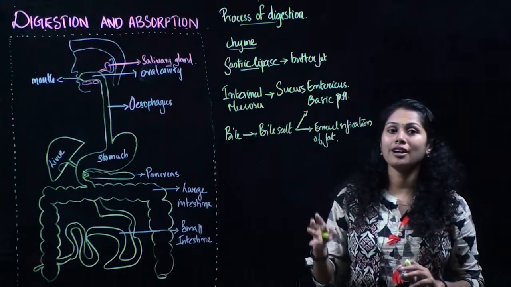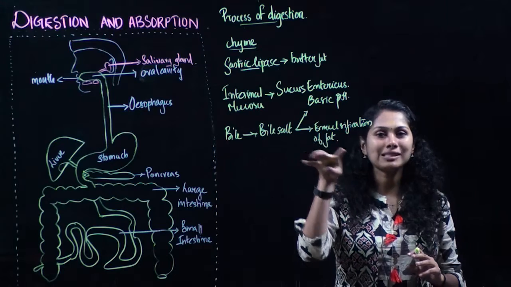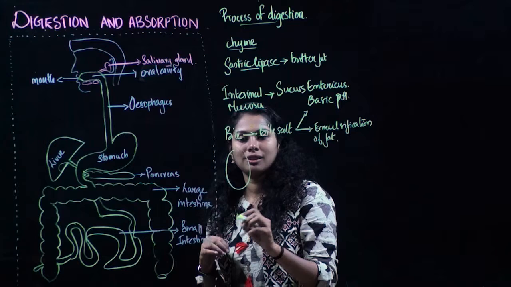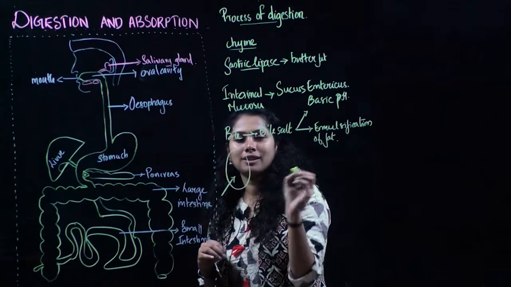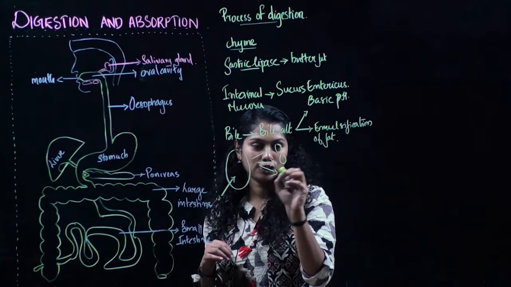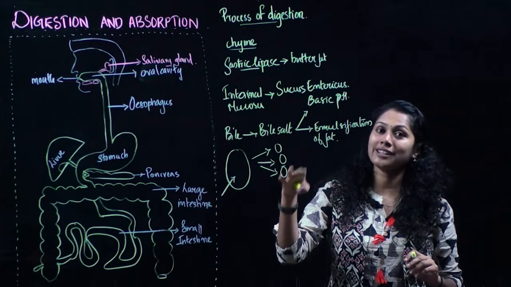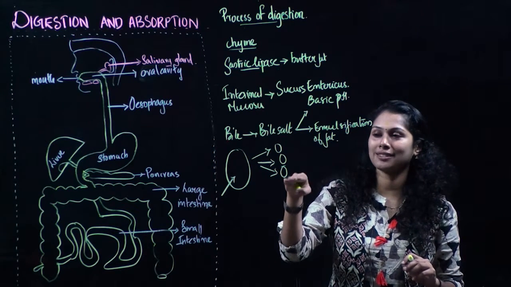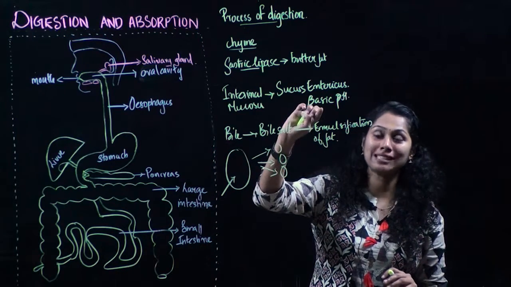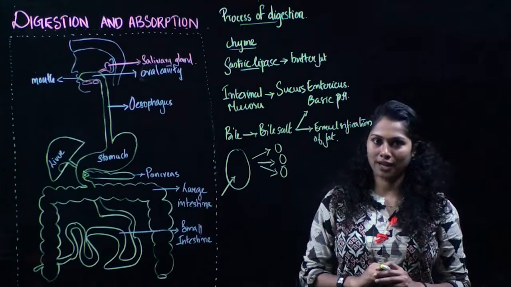It is never an enzyme. It is not an enzyme at all. It is really going to emulsify the fat. That means the bigger fat molecules, by the action of bile, are converted into smaller particles, so that the surface area is increased for enhancing the activity of lipase enzymes on them. So bile gives a basic pH, and it also helps in emulsification of fat.